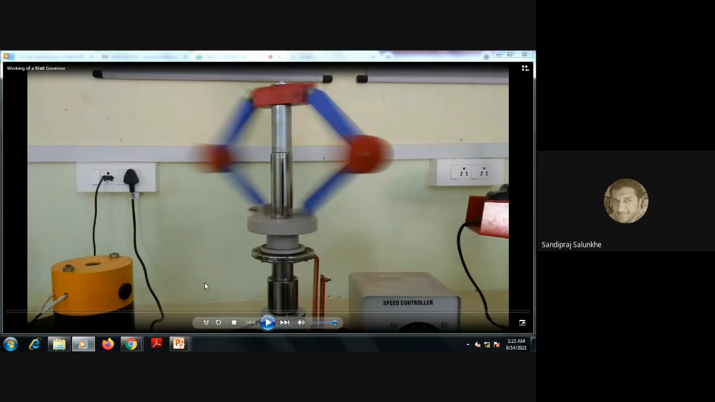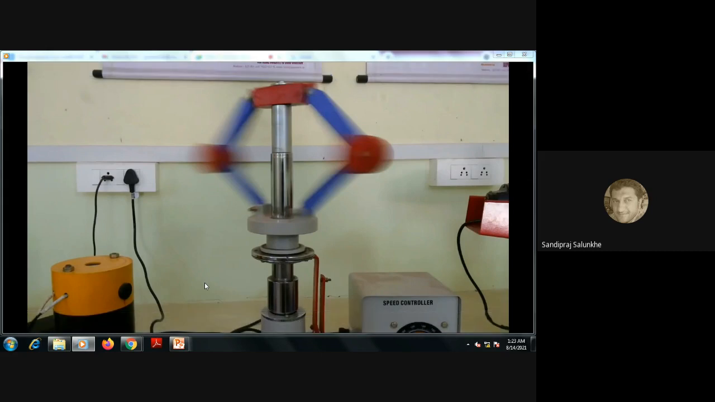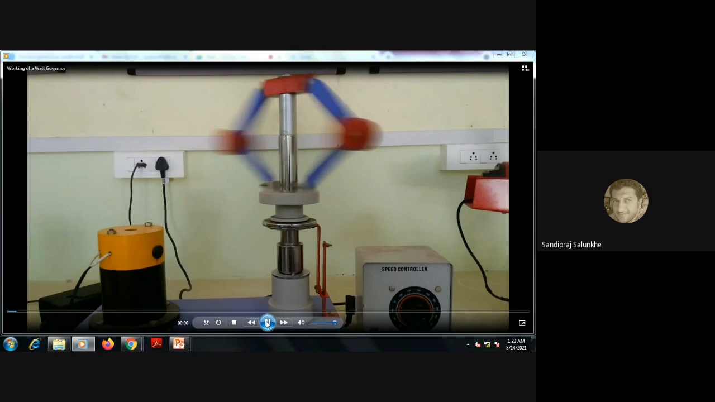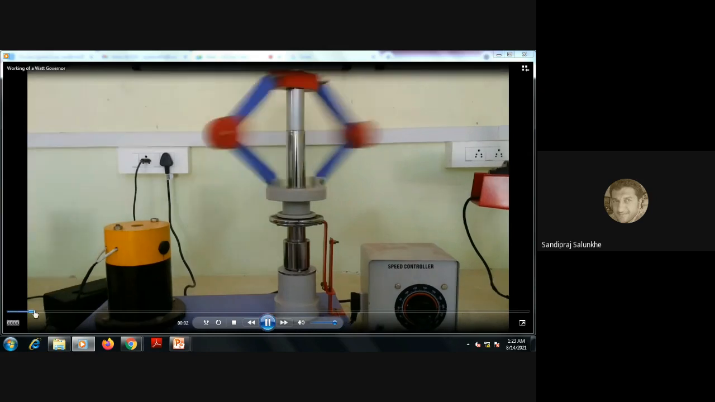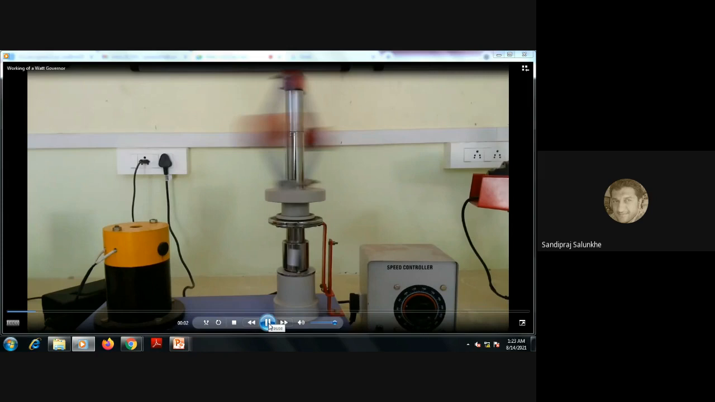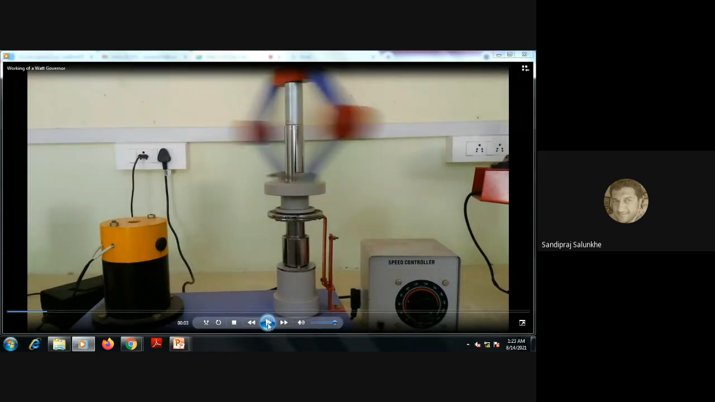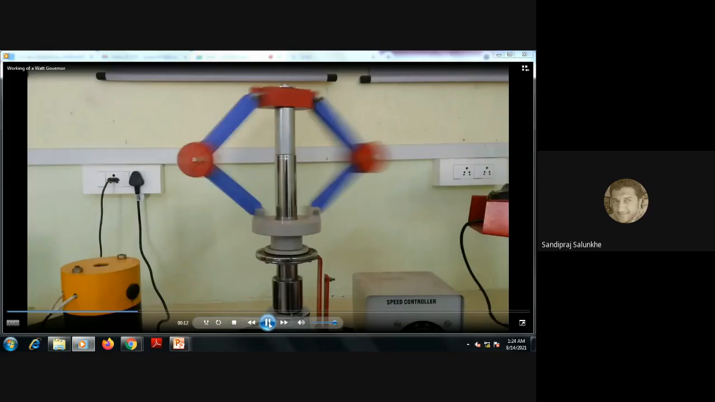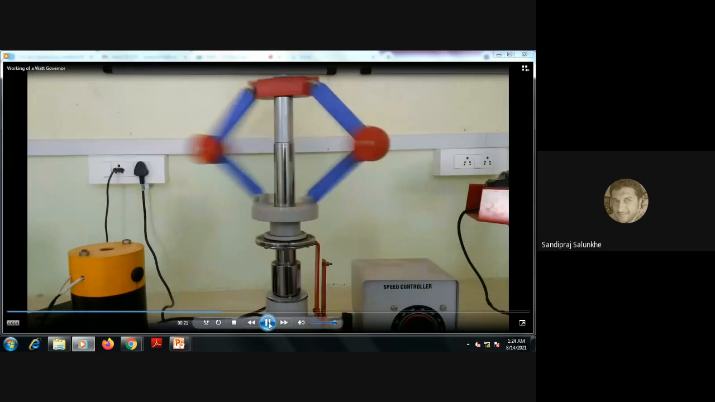Okay, here what we are going to see is the actual working of the gyroscope. First, we will see the video, then I will explain it. Working of governor. Sorry, I said gyroscope. It is the working of a governor.